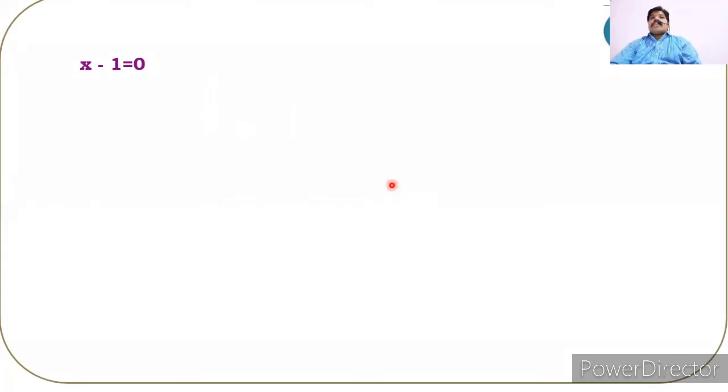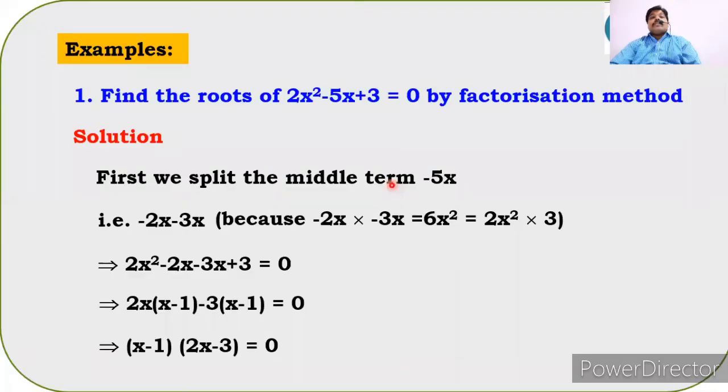See once again. If you want to find the roots by using the factorization method, first you have to split the middle term. How to split that one? When you split the terms, if you multiply them, you have to get the product of the first term into the last term. Then you can apply the factorization method. Are all understood, students? Okay.